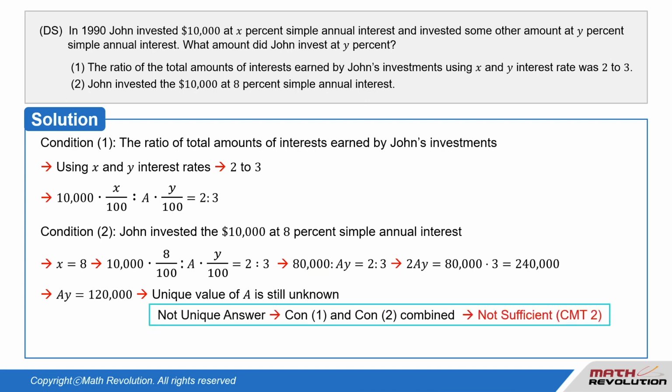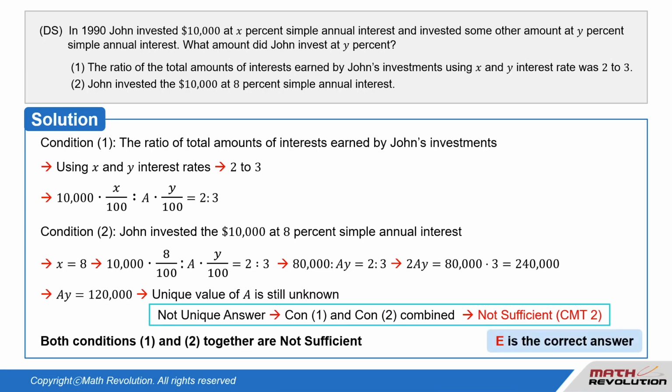The answer is not unique, so the conditions combined are not sufficient by CMT2, which states that the number of answers must be 1. Conditions 1 and 2 together are not sufficient. Thus, E is the correct answer. Answer: E.